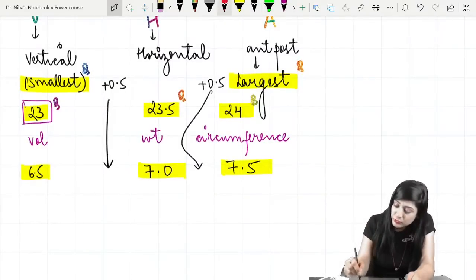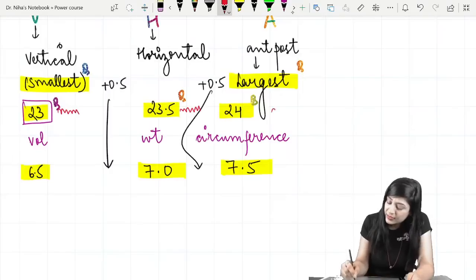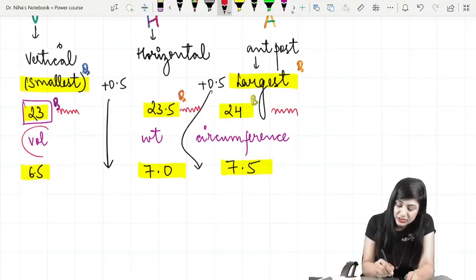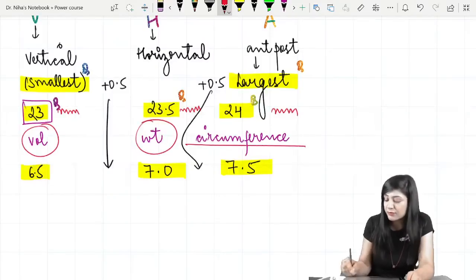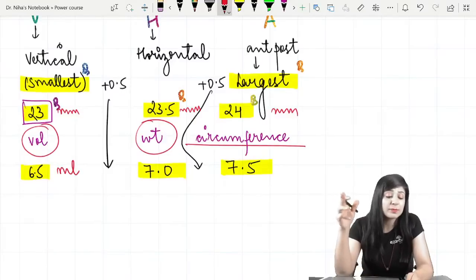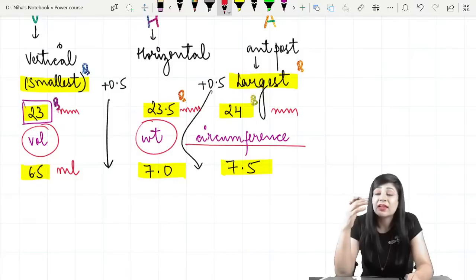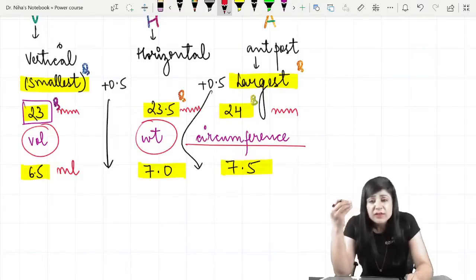Now here the unit was the same. All this was in mm. But here the unit will be different because it is volume, weight and circumference. So volume will be in ml. Now obviously it cannot be 6.5 liters. So one thing is common sense. That is very, very important.